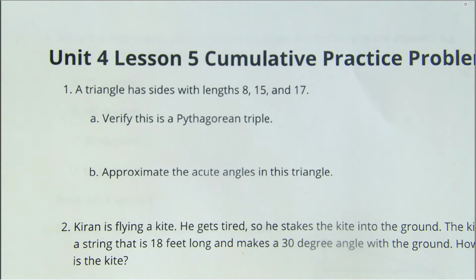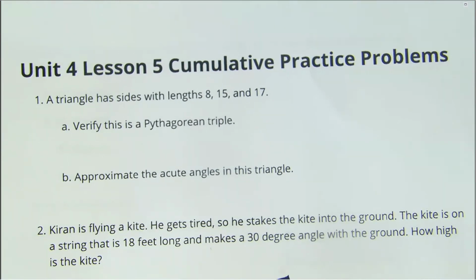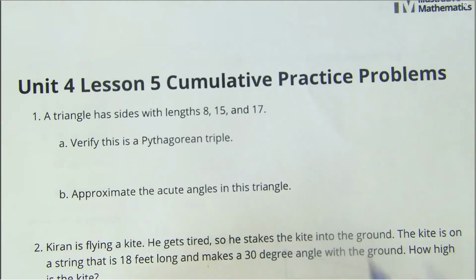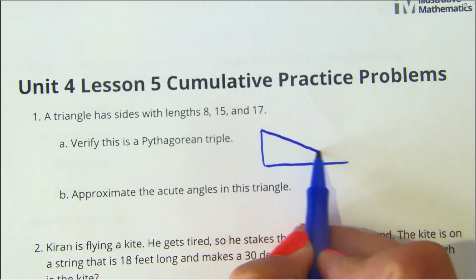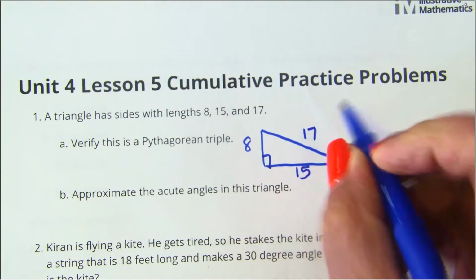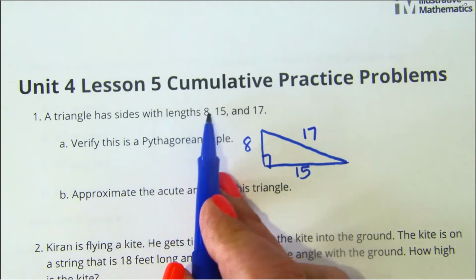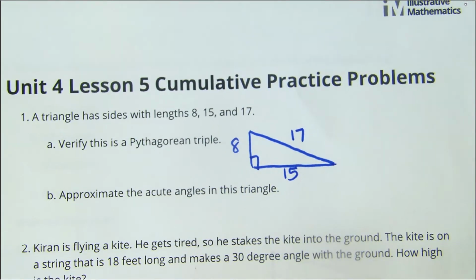So today we talked about finding missing sides of right triangles, and we also talked about this idea of Pythagorean triples. A triangle has side lengths 8, 15, and 17. Verify this is a Pythagorean triple. So I'm going to go ahead and just sketch what this might look like. 8, 15, 17. A Pythagorean triple is 3 whole numbers that create this right triangle. How do we know if it's a Pythagorean triple?